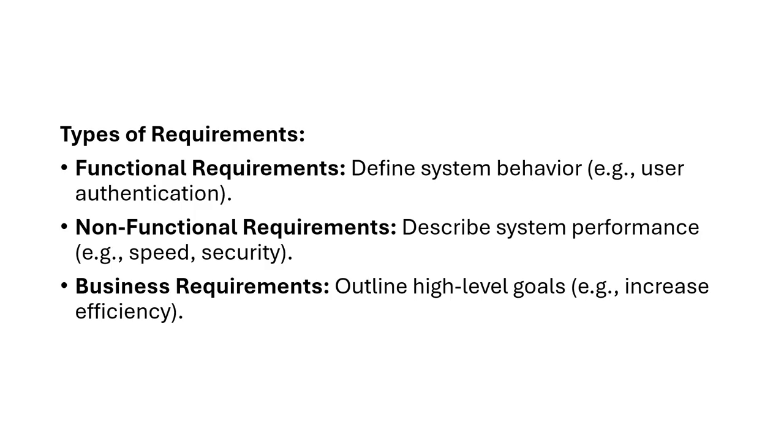So what are the types of requirement? Like I told you, the functional requirement. So we have to define the system behavior, like user authentication. So what is functionally we have to implement, that will come into functional requirement. Next thing is non-functional requirement. It means describing the system performance in terms of speed or security. And there may be some business requirements also.